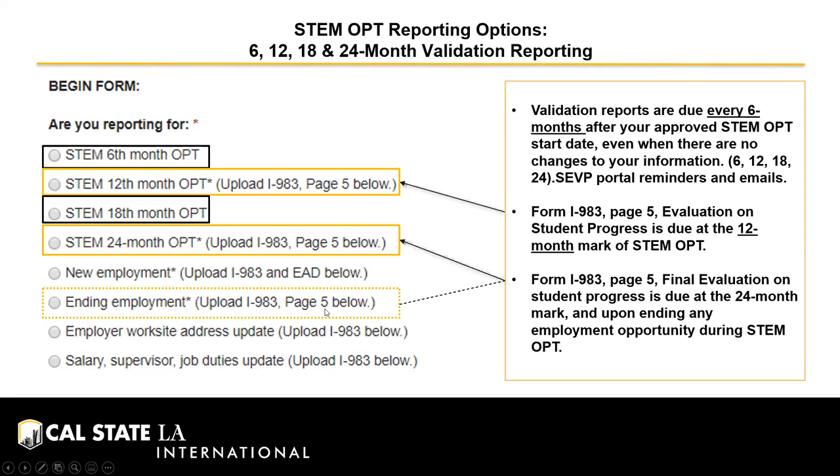If you're somebody who works for the same employer for the entire 2 years of STEM OPT, then you'd be submitting that bottom part of page 5, the final evaluation, at the 24-month mark. So the top part of page 5, you should only be completing it one time in your STEM career, and that's when you complete 12 months of STEM OPT. The bottom part, the final evaluation, there are 2 different scenarios when you might need to complete that final eval. One would be at the 24-month mark, or anytime you officially end an employment opportunity during the STEM period.